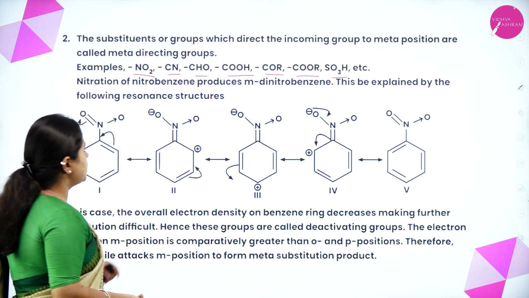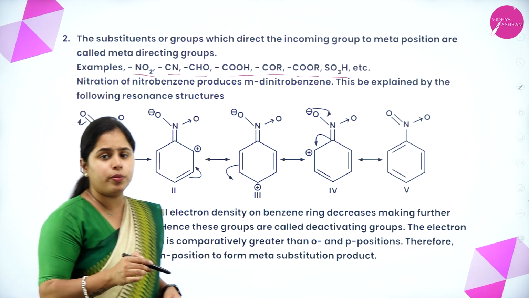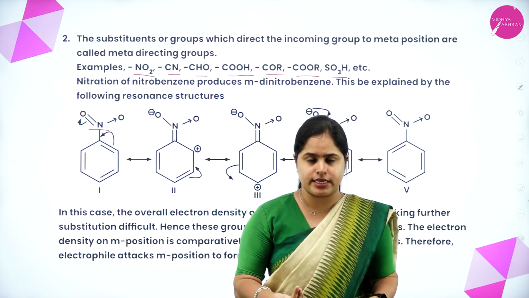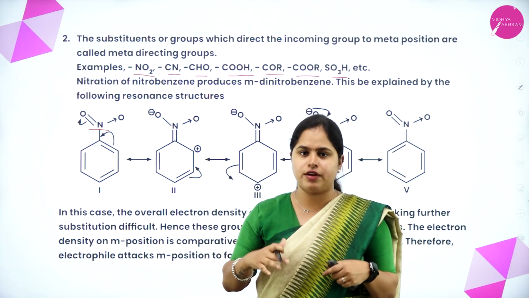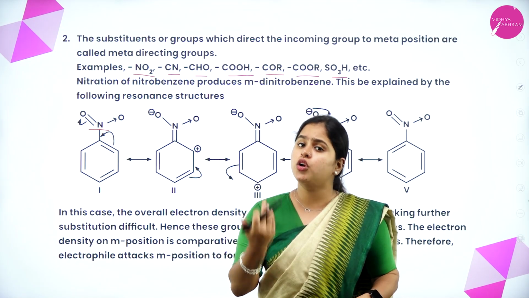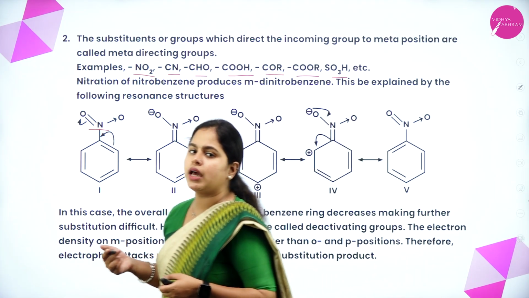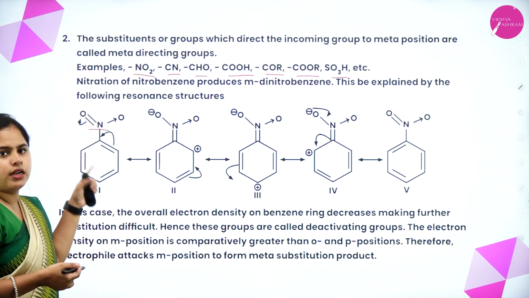So let's see the resonance here. For example, we have taken the nitro group. The nitro group is an electron withdrawing group. It is not ready to donate its electrons, unlike the methyl, ethyl, chloro, halogen groups, all of which we have already studied. They are all electron donating groups. But the nitro group is an electron withdrawing group. So what happens from the benzene ring? The electrons are being taken up by the nitrogen.